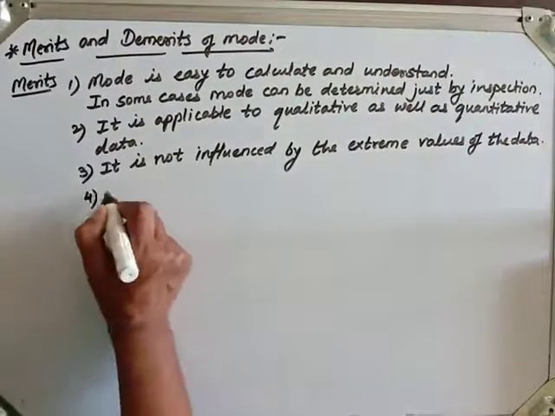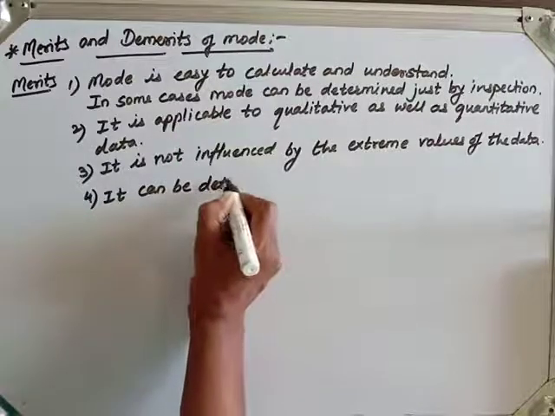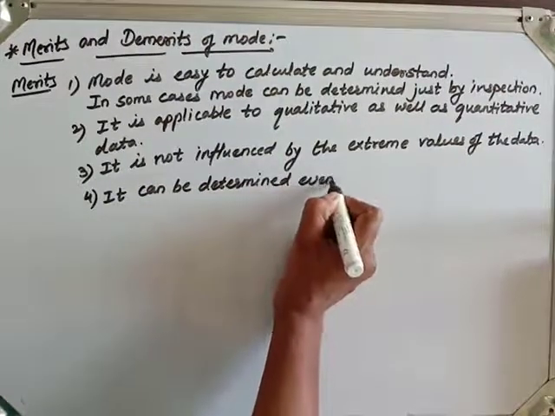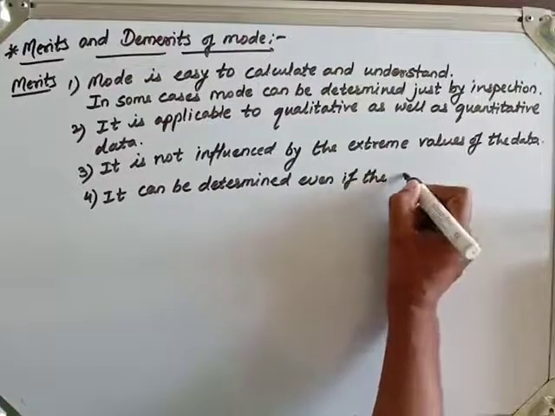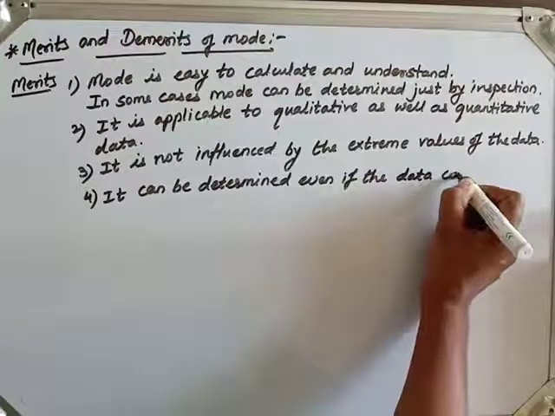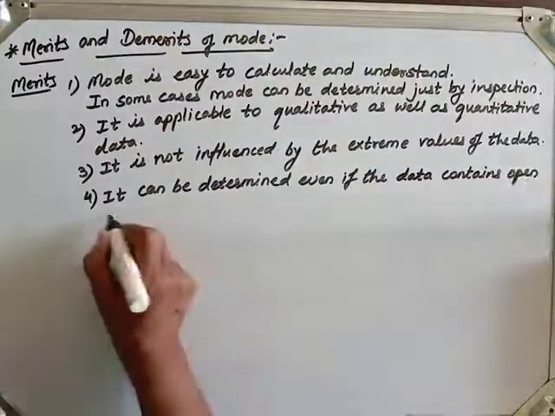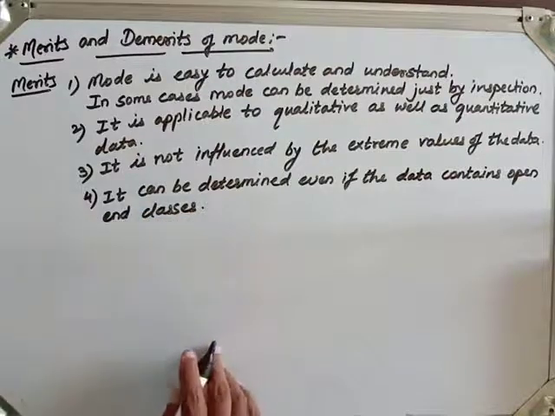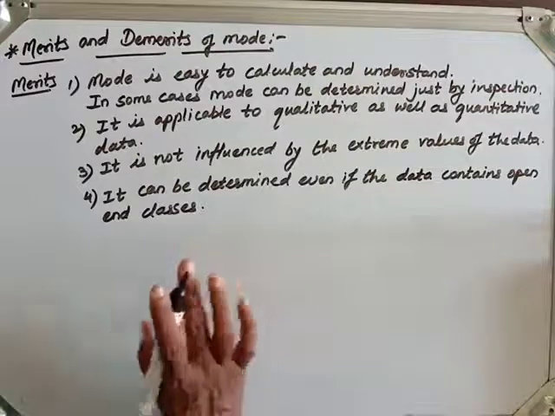Fine. The next merit is that it can be determined even if the data contains open-end classes. Already we have taken such an example. In that type of classes, either the less than type cumulative frequency or the more than type cumulative frequencies are given. So first of all you need to obtain the frequencies and then find the mode.